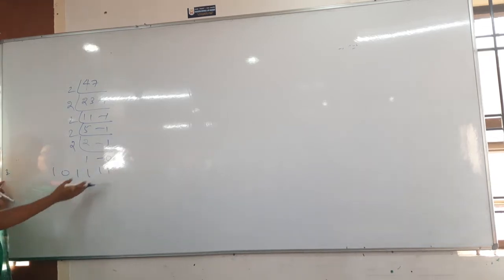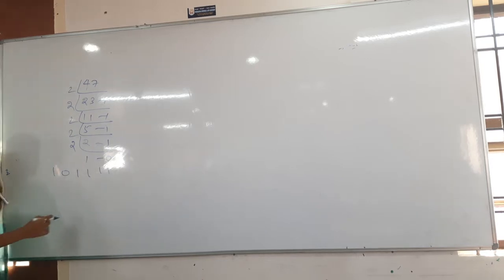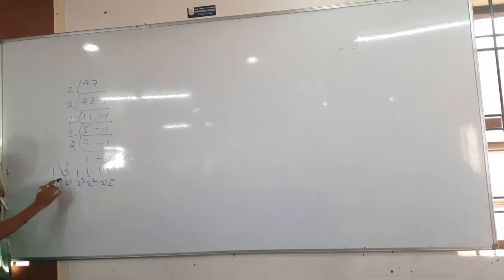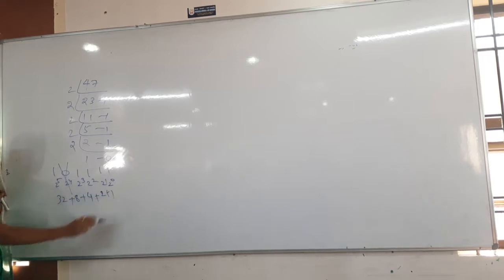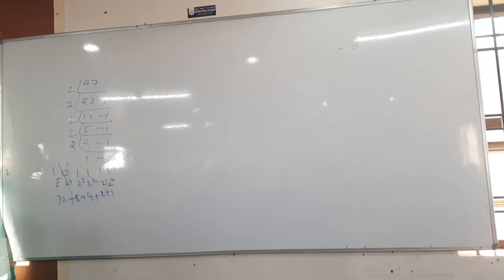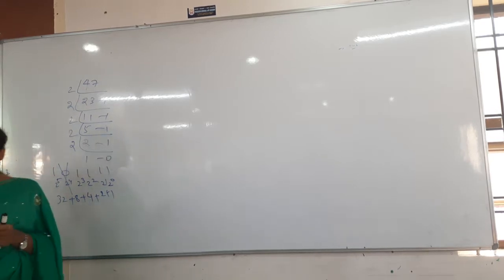Otherwise, if you want to convert the binary into the decimal, what do you have to write always? 2 power 0, 2 power 1, 2, 3, 4 and then 5. Which is absent here? 2 power 4 is absent, 16 is not there, by the way. 2 power 5, that is how much? 32 plus 8 plus 4 plus 2 plus 1. Check that. 32, 40, 47, correct. 47 is correct. That is how we have converted the decimal to binary and then binary to decimal.